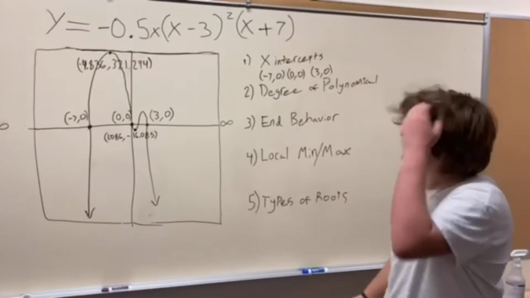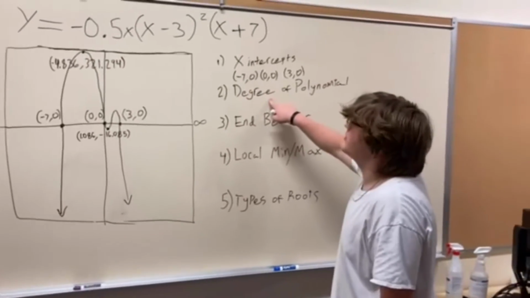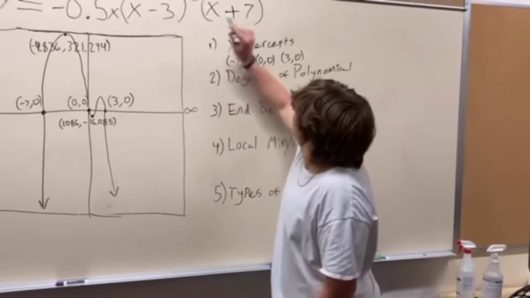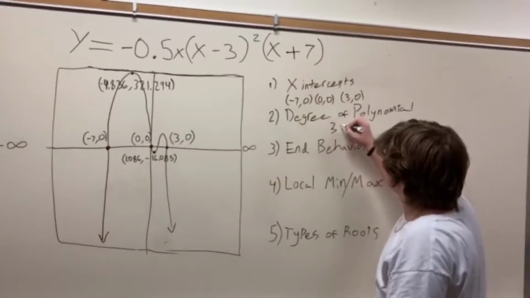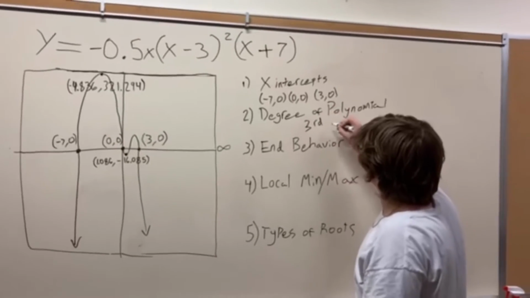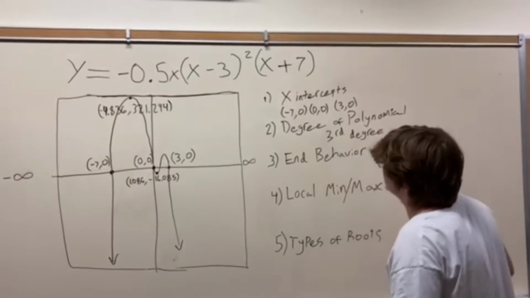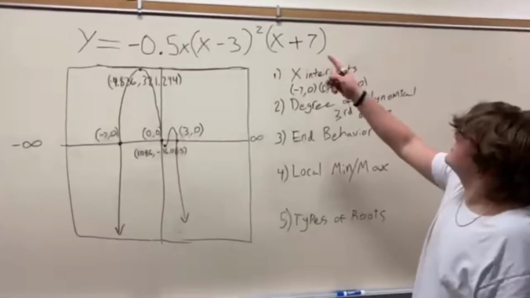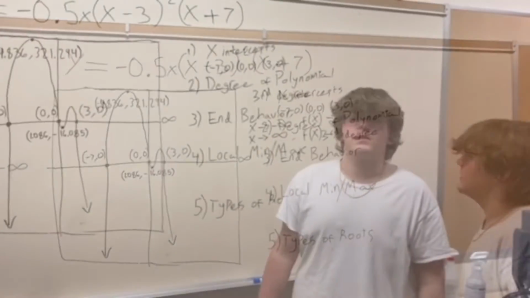Now, moving on to our second: the degree of the polynomial. So we add the 2 and the invisible 1 here, and so this is third degree. So just adding the roots up in any problem will give you your degree.